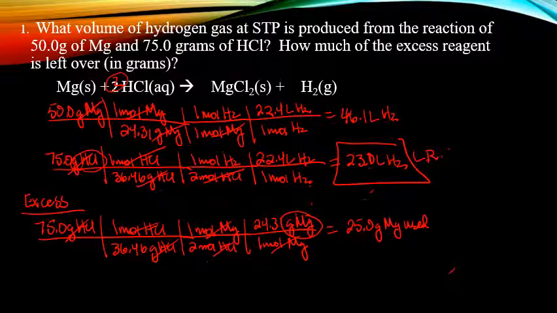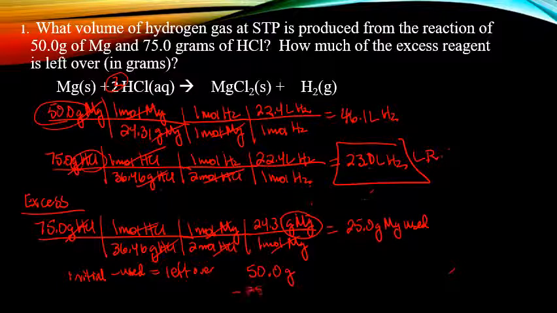And so now I can simply take my initial amount and subtract my used amount, and that'll tell me how much is left over. So I started initially with 50 grams. We used up 25.0 grams, so that would tell me that I would have 25.0 grams left over. Now that doesn't normally happen when it's a nice perfect half, but in this case it did.